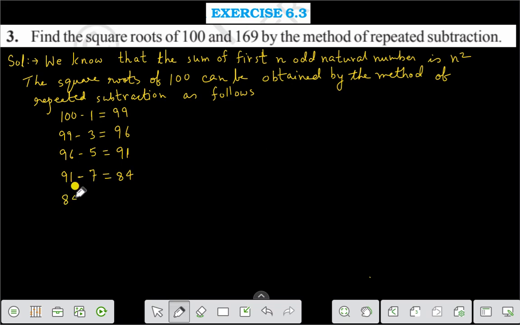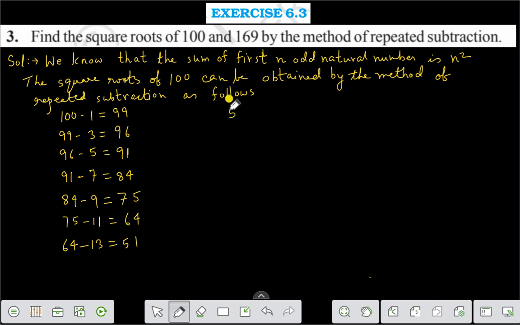84 minus 9, that is equal to 75. 75 minus 11, that is equal to 64. 64 minus 13, that is equal to 51.